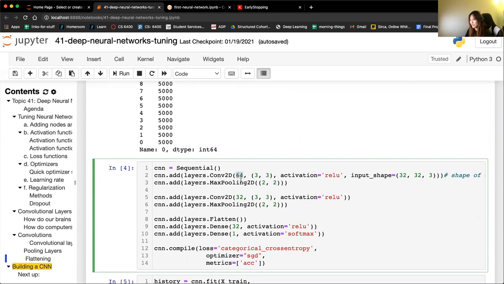And it goes from 64 to 32 just to demonstrate the funnel effect, where usually you're reducing the number of nodes as you go through your layers. After these 2D layers, oh, yes.